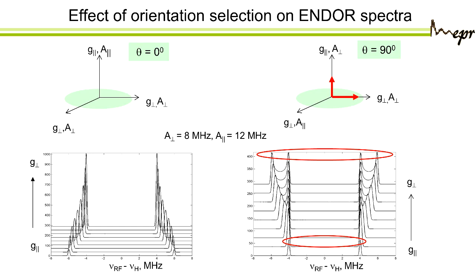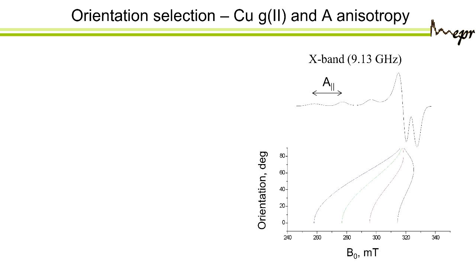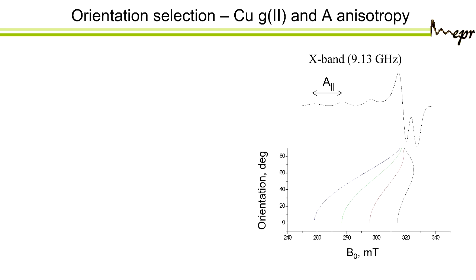So just by doing these measurements, if I see a powder pattern along G perpendicular, I know that the axes are not coinciding, and you can do these experiments and really find the angles. We'll see an example in a minute. Now, if we have copper, when we do this orientation selection it's a bit more difficult because we have both the hyperfine of the copper and the G that contribute. So it's not such a simple picture, but you can do this.